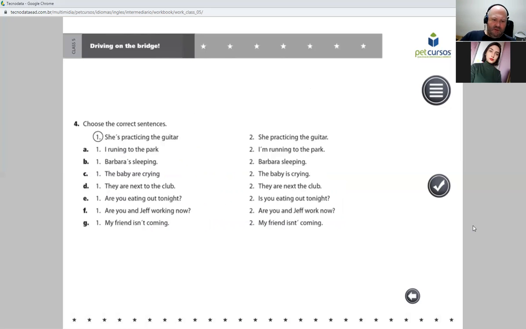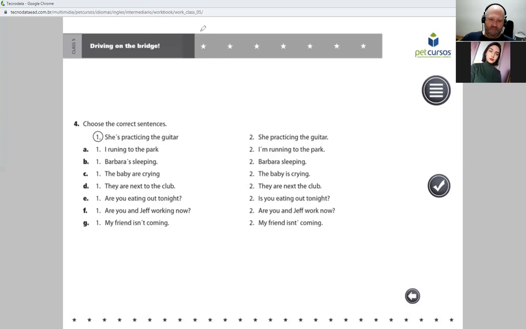Choose the correct sentences. Okay, so this was a linear exercise, horizontally. This is the correct one, porque she's practicing, aqui não tem o is. So this one is wrong, and this one is correct. Now let's see if you got it. Please, Natalie, tell me which sentences are the correct ones.